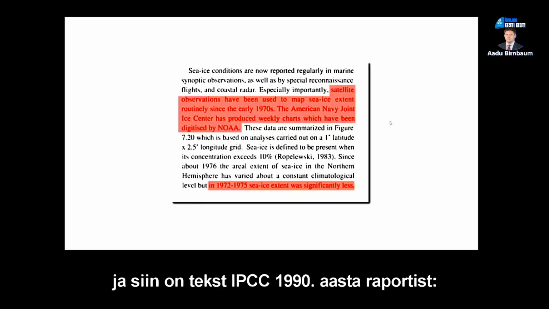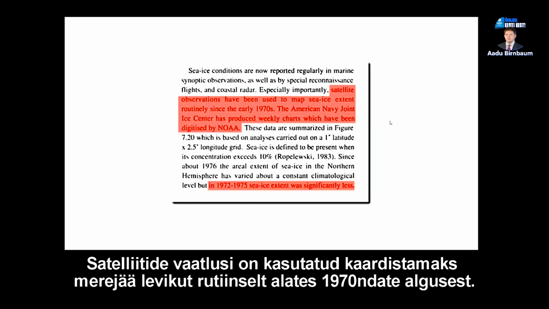And here's the accompanying text from the 1990 IPCC report. Satellite observations have been used to map sea ice extent routinely since the early 1970s.